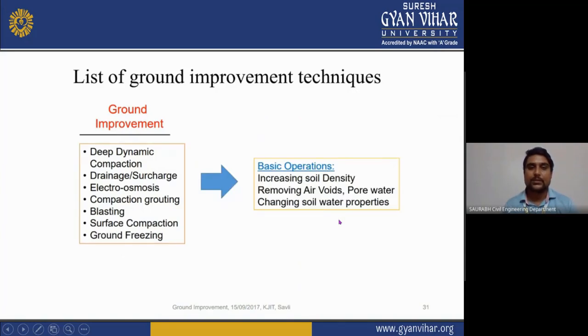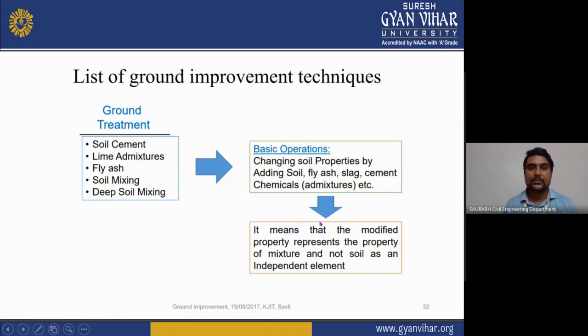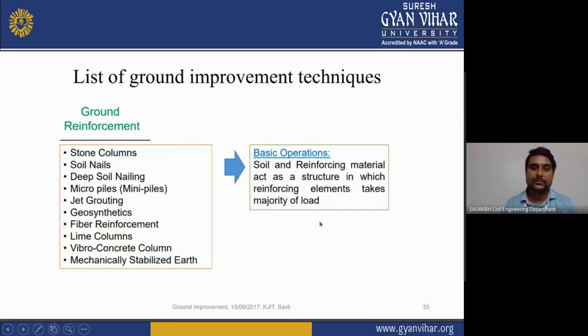Now we will see the list of ground improvement techniques. Ground improvement can be done by deep dynamic compaction. It can be done by drainage, surcharge, electro-osmosis, compaction grouting, blasting, surface compaction, and ground freezing. As you can see, it can increase the soil density by the removal of air voids or water, changing the soil water properties. So these are some basic techniques of soil improvement.